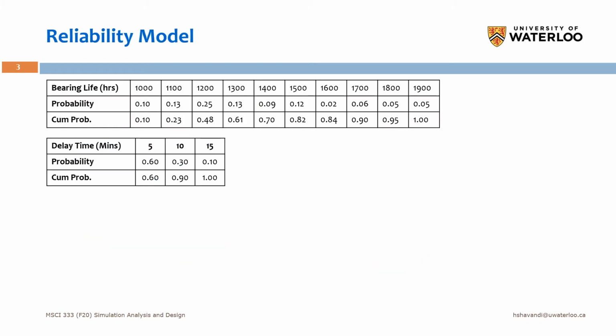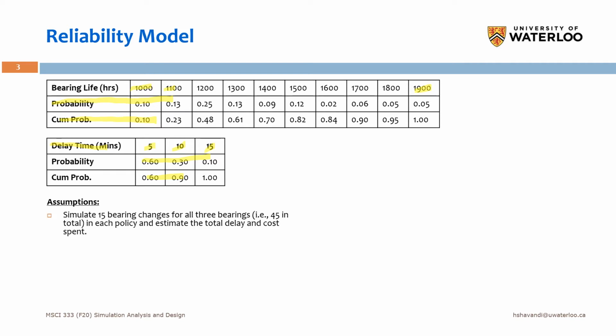So here's the data that we have. The bearing life in hours could be 1,000 hours, 1,100 hours, up to 1,900 hours in 100 units. And here we have the probabilities and also the CDF that we have calculated. So this is a discrete distribution that we assume for the useful life of the bearings. And the delay time for the mechanic to be in place, in minutes, could be 5, 10 or 15 minutes with these probabilities and the CDF. So these are our assumptions here.